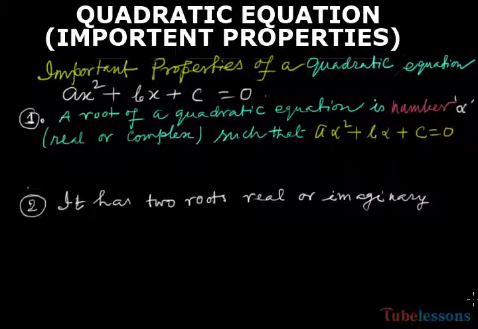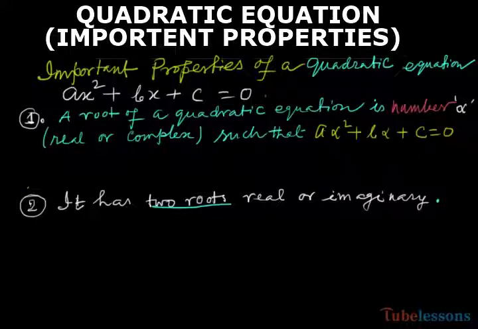Here, first property is a root. A root of a quadratic equation is a number. It may be a real or a complex number, and it will satisfy the equation so that you can write a alpha square plus b alpha plus c is equal to 0. A quadratic equation is of degree 2. So it has two roots, real or maybe imaginary.